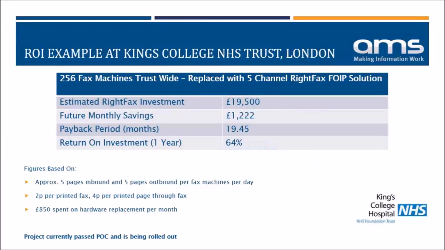So this was at King's College in London, and it was to replace 256 fax machines, and we managed to consolidate this down to a small 5-channel RightFax server. Now, the total cost of investment was £19,500. That included the solution, plus a year's support and 2 days consultancy on site. The payback period was just over a year and a half, so about 64% return on investment on year one. But of course, you get the future monthly savings as well, of just over £1,200.